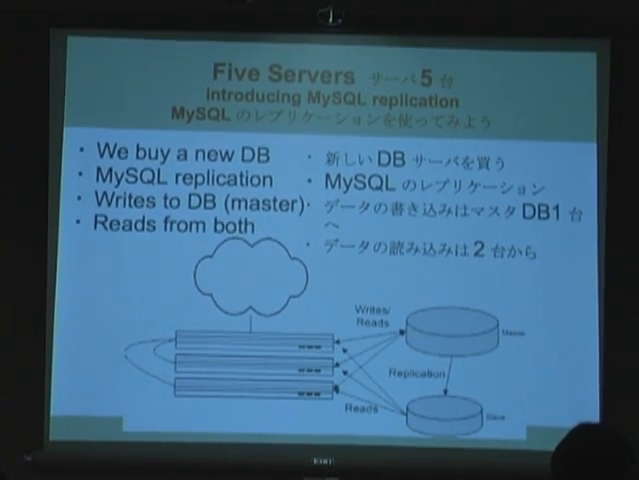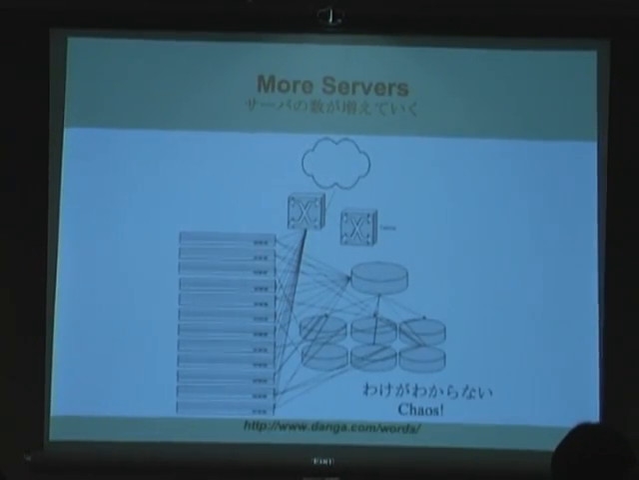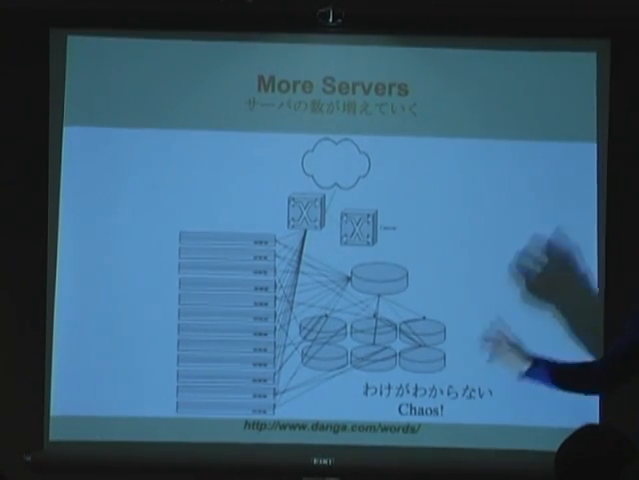But that kind of worked. So now we were reading from both. And then we got to something like this, where we had 1 billion web servers and a whole bunch of these, and it was just a mess.